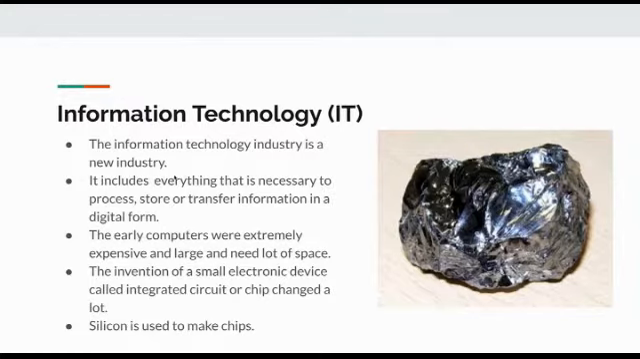So it is a new industry, and it includes what is necessary to process, store and transfer information in a digital form. And the early computers were extremely expensive, large, and needed a lot of space. The earlier computer, you see, was big like the earlier TV. Now there are LED TVs and LCD TVs. In the same way, earlier computers were very big and very expensive, and to keep them we needed a lot of space.